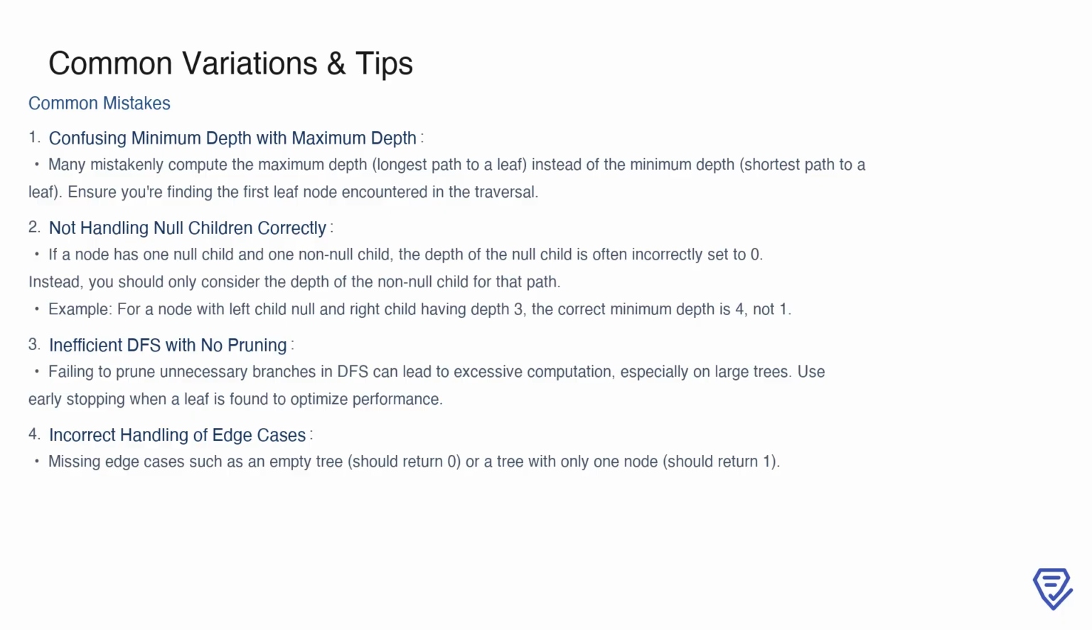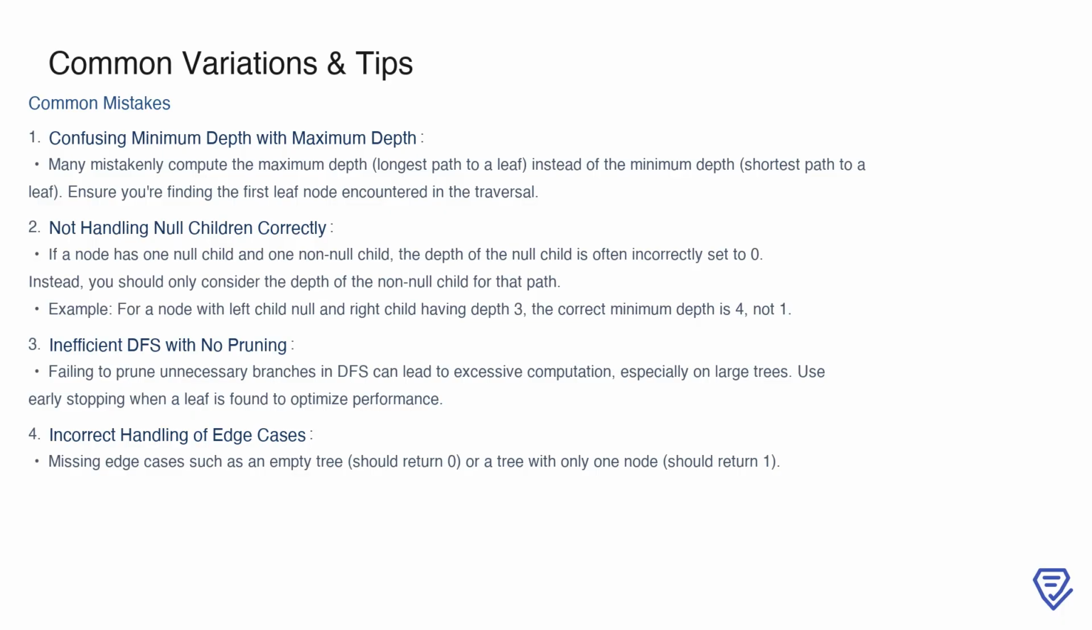Another frequent issue is not handling null children correctly. For example, if a node has one null child and one non-null child, you should only consider the depth of the non-null child. Assigning a depth of 0 to the null child can lead to incorrect results. Let's say a node has a right child with a depth of 3 and no left child. The correct minimum depth for this node would be 4, not 1.